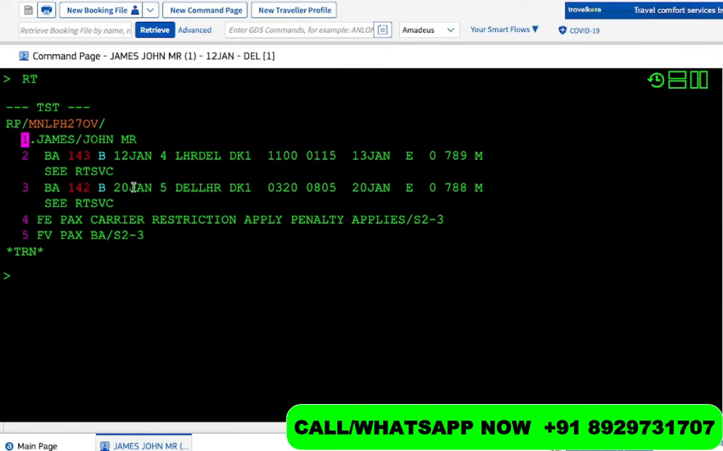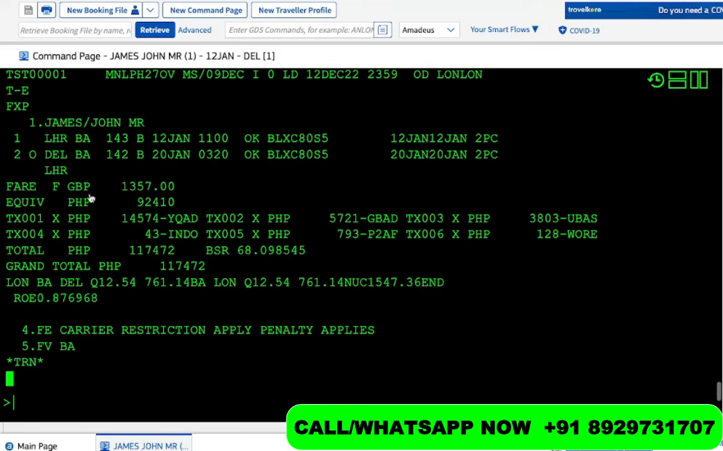Now if you have this, you see we have British Airways 143, British Airways 142, and the price that we have saved is in TQT, and here we have the entire information.